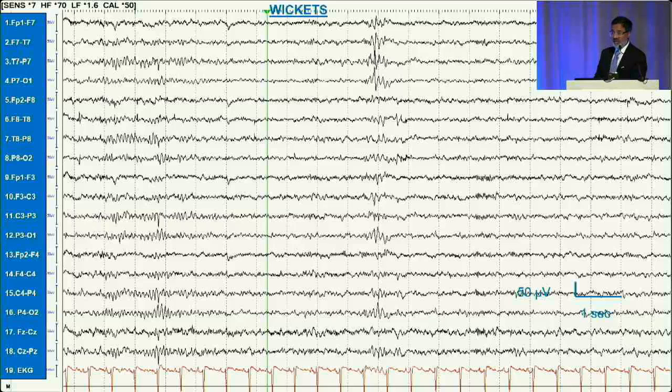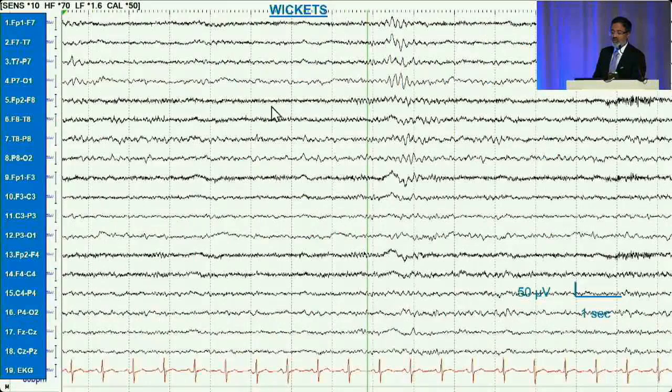And in later stages of sleep, they can occur in isolation too, but again, low to mid voltage. They're not very high voltage. They do disrupt the background, but they're not that high in comparison to a sharp wave. Again, no aftergoing slow wave. Here's another example of a wicket. You can see how they occur in that series of runs. It's like a train of transients that we see.